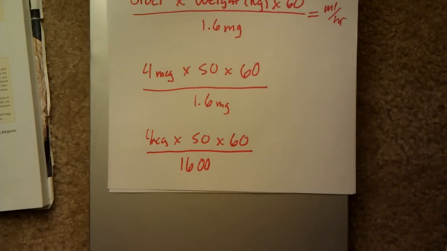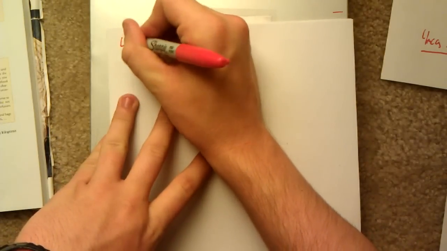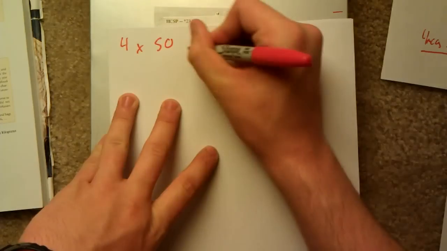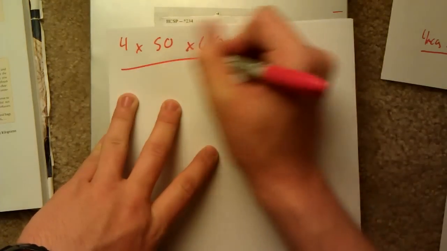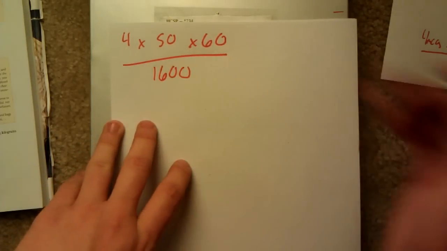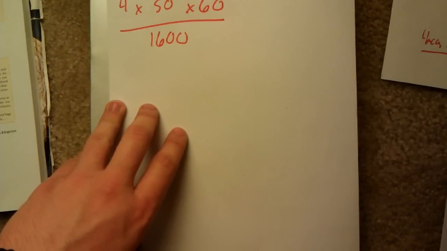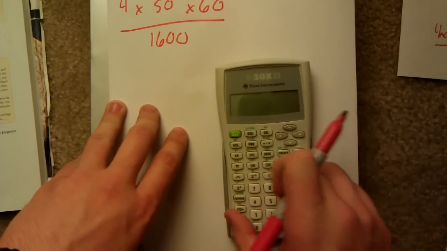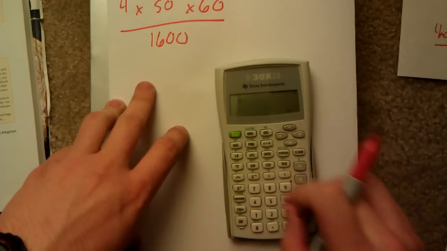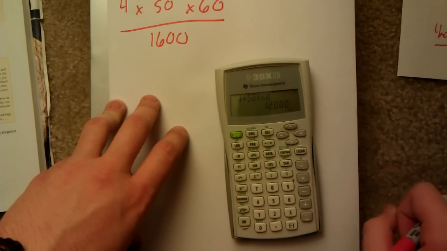All right. So, here we go. I'm going to get a new sheet of paper. So let's set this up again just for the simplicity of it. Got a 4 times 50 times 60, all over 1,600. Okay? So let's go ahead and simplify the numerator. Now, since I have my handy dandy calculator, I'm going to go ahead and plug in 4 times 50 times 60. And that gives me 12,000.